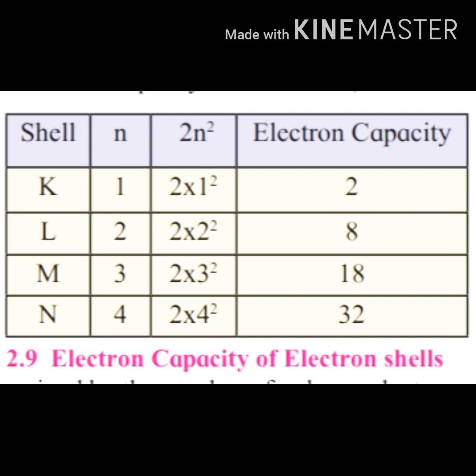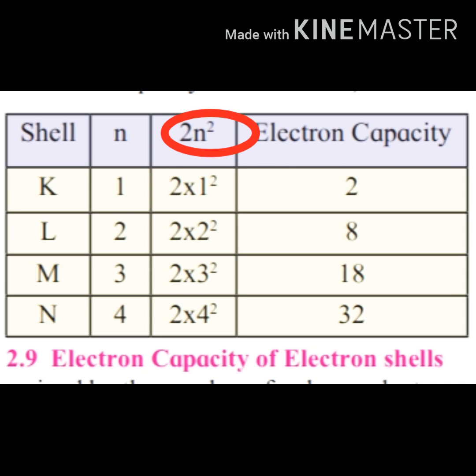For example, the capacity to hold electrons for the K shell is 2 electrons. For the L shell it is 8 electrons. For the M shell it is 18 electrons, and so on. Now we can see this with an example, and it is also shown by a formula, which is 2n square, where n is the number of the shell.